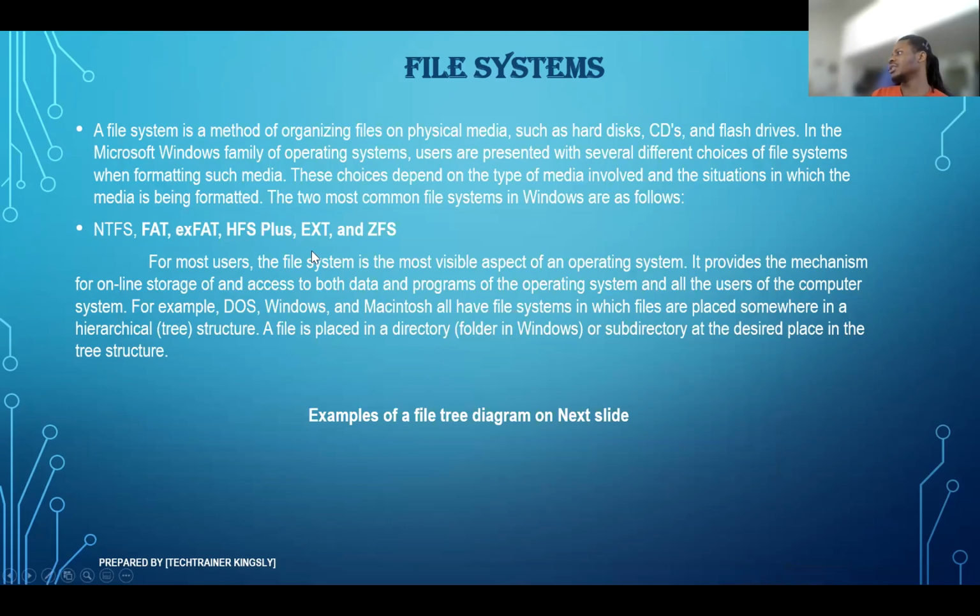So they say for most users, the file system is the most visible aspect of an operating system. It provides the mechanism for online storage of and access to both data and programs. The same thing I just told you guys about drive sharing, it's all filing systems. When you share a drive, like the network drive that I mapped to earlier, I will show you guys examples in there. Those are all filing systems.